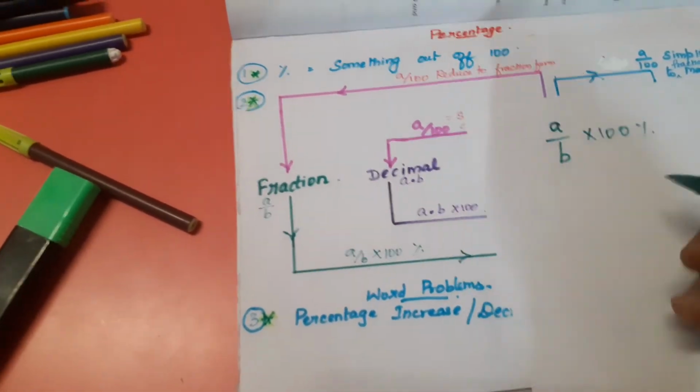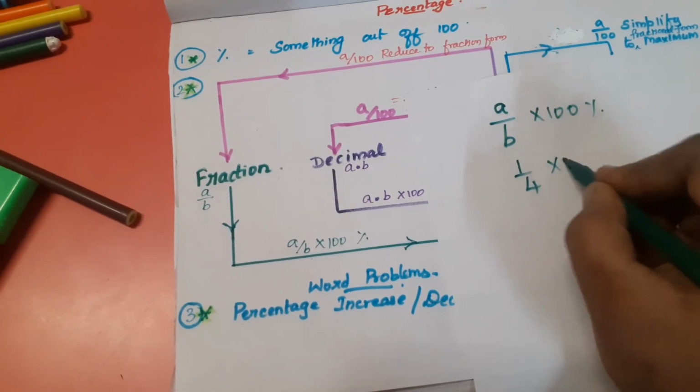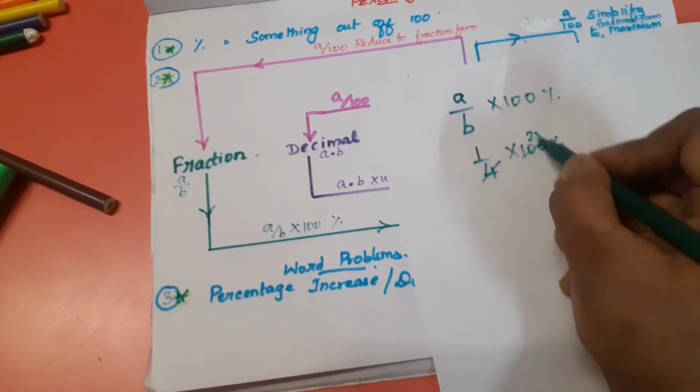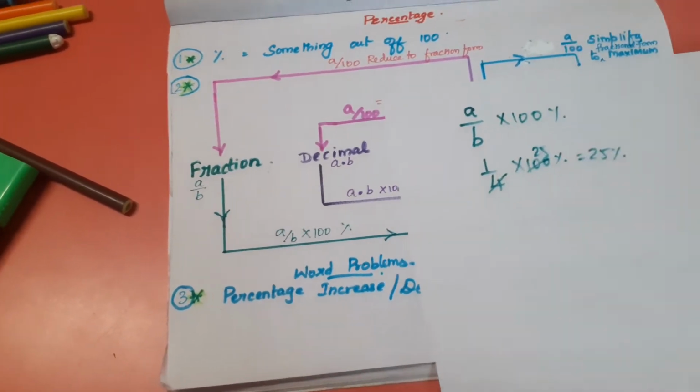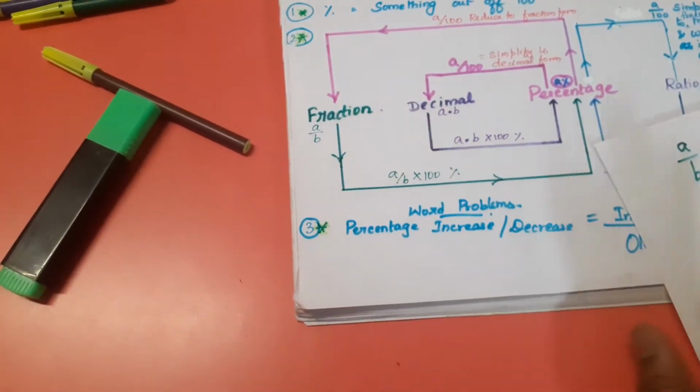Suppose, for example, 1 by 4 is given. You can convert it to percentage like this: 1 by 4 into 100, simplify, you will be getting 25, so it represents 25 percentage. That's all. So conversion from fraction to percentage is a by b into 100.